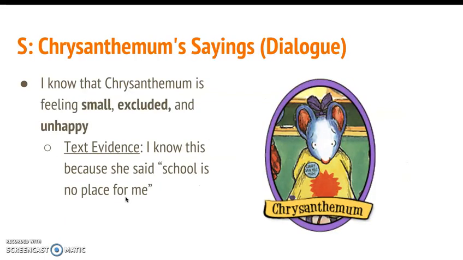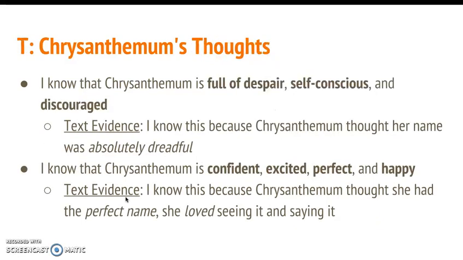S. Chrysanthemum sayings or dialogue. I know that Chrysanthemum is feeling small, excluded, and unhappy. I know this because she said school is no place for me in the text. Chrysanthemum's thoughts. I know that Chrysanthemum is full of despair, self-conscious, and discouraged. I found some text evidence to support this. I know this because Chrysanthemum thought her name was absolutely dreadful.